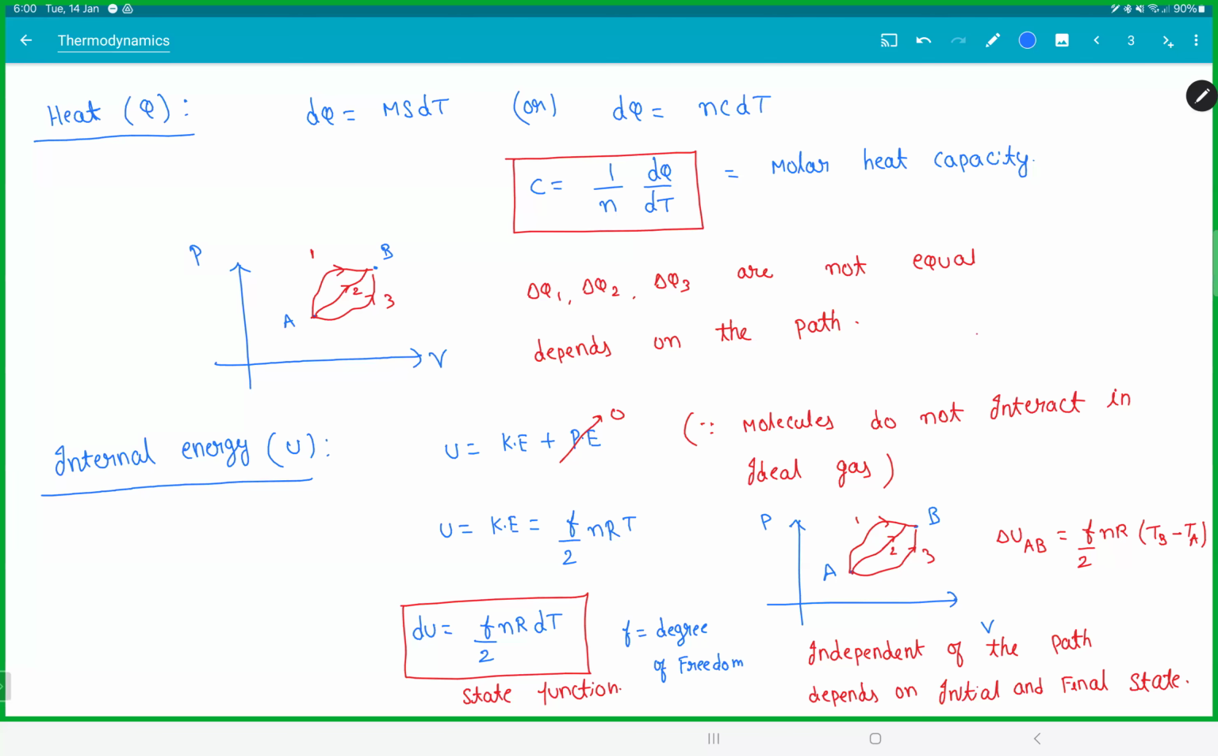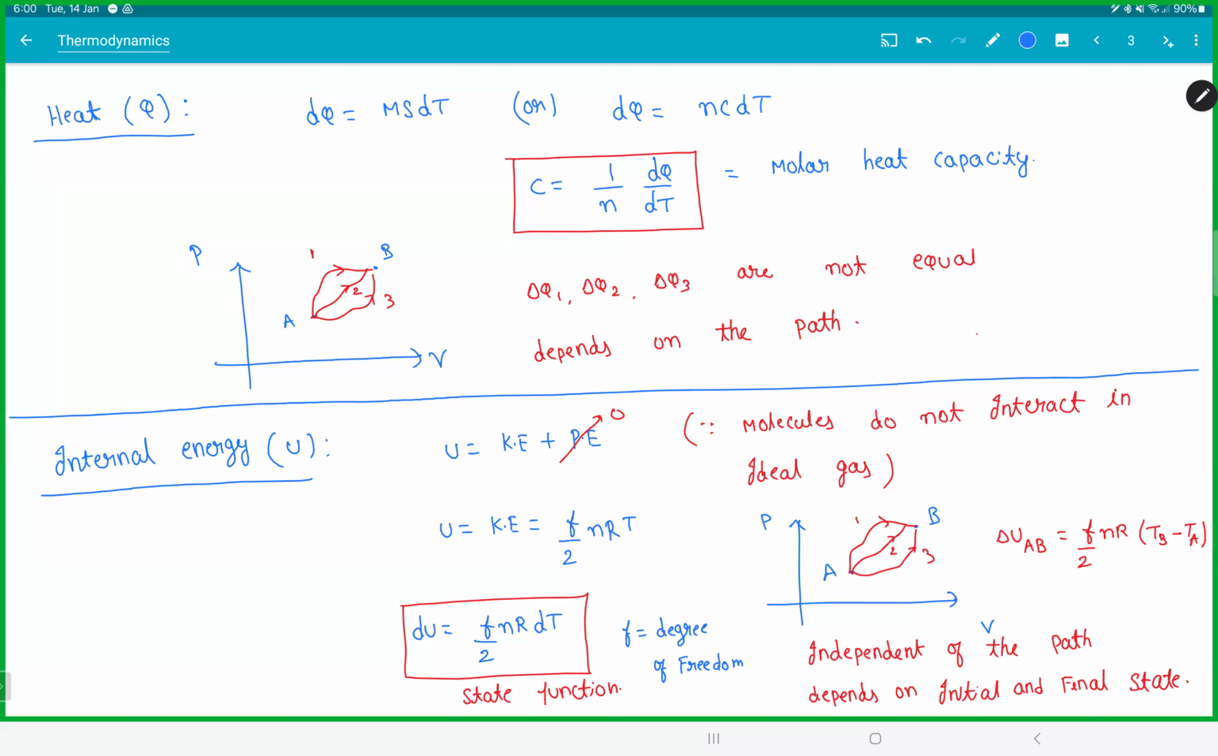There, have a look at this page. So heat and dU. Clear, everyone? That is the second term.